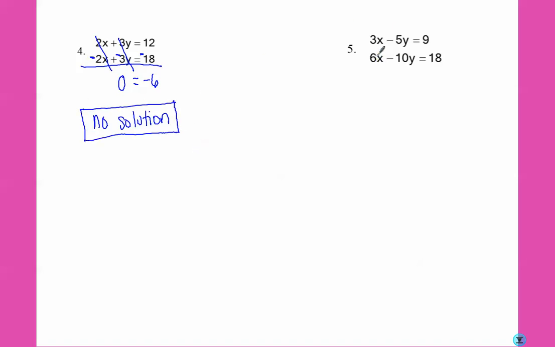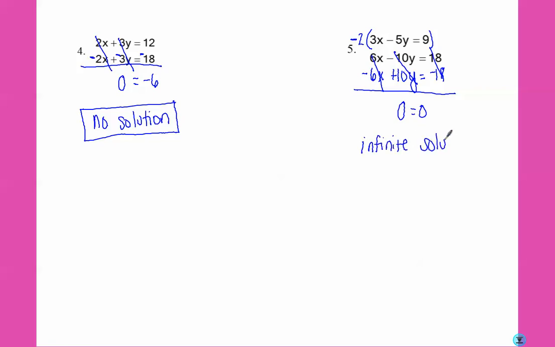In number 5, I could change the 3 into a 6 by multiplying by 2. Since they're both positive right now, I'm going to multiply by negative 2. So my new equation would be negative 6x plus 10y equals negative 18. When I add these together, 6x and negative 6x cancel out. Negative 10y and positive 10y cancel out. 18 minus 18 cancels out. I have 0 equals 0. Well, that's true, so there are infinite solutions.